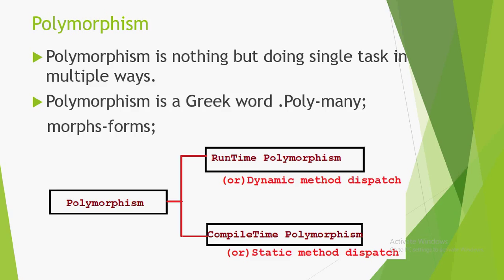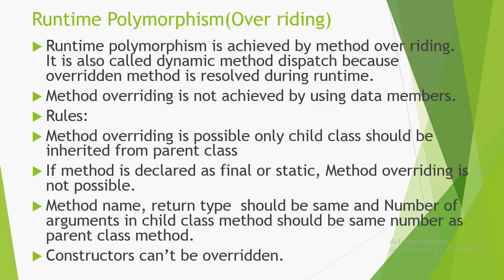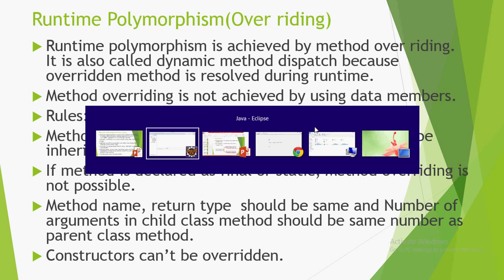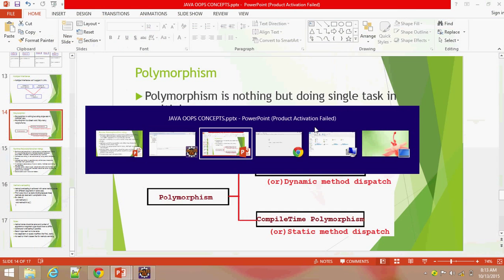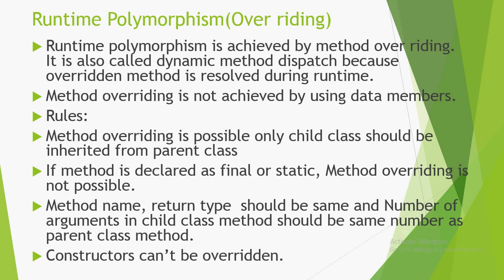Now we will see what is runtime polymorphism. Runtime polymorphism is achieved by using method overriding in Java. This runtime polymorphism is also known as dynamic method dispatch because the overridden method is resolved during runtime. In runtime, this method will get resolved, so that only it is called dynamic method dispatch. We will discuss runtime polymorphism, nothing but method overriding, with an example now.